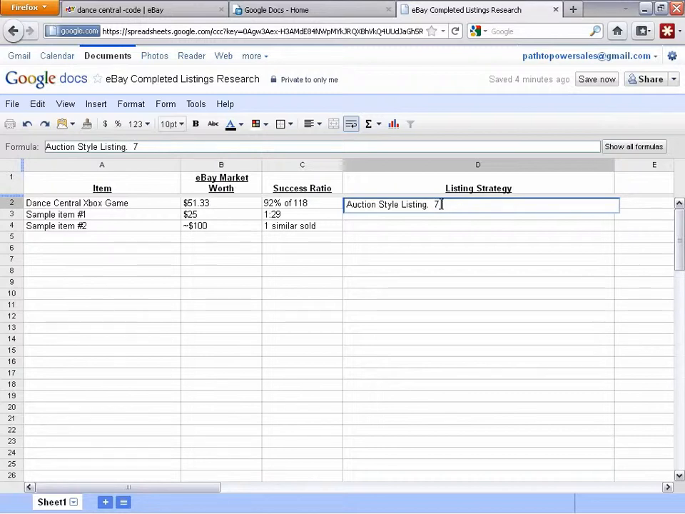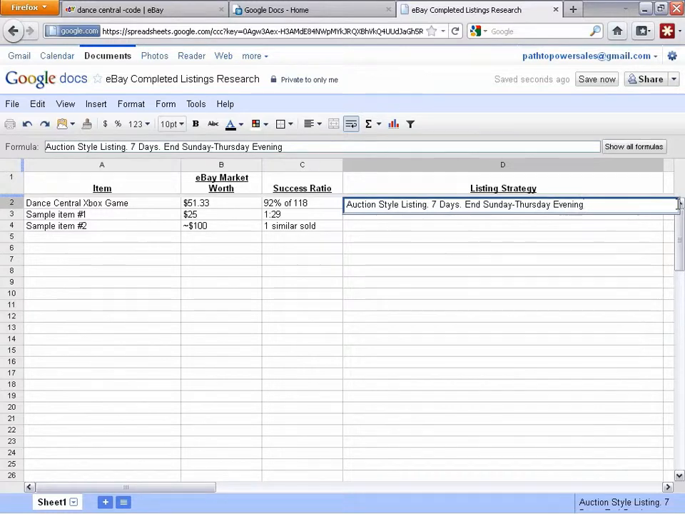So I have an auction style listing. I'm going to list it for 7 days. I want to end the listing on a high traffic time, so preferably a Sunday through Thursday during the evening is going to be the highest traffic time for me to find buyers online. And finally, I'm going to set my starting bid, and my starting bid is going to be 1 penny.